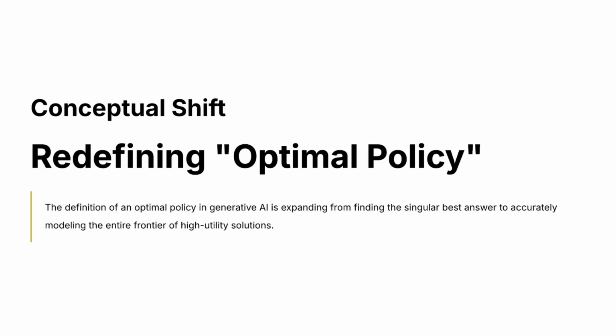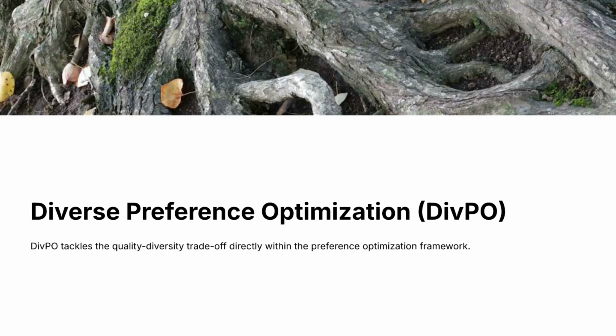Let's talk about DivPO, or diverse preference optimization, which represents a significant step forward in alignment research by directly addressing the quality-diversity trade-off that classic preference optimization struggles with. Instead of forcing a model to collapse toward a narrow set of safe high quality outputs, DivPO integrates mechanisms that explicitly encourage diversity within the preference optimization process. It allows the model to explore multiple valid ways to satisfy human preference, producing outputs that are not only high in quality but also varied in style, structure, and perspective. In short, DivPO reframes alignment as a balance between excellence and expressiveness. It keeps the model faithful to human intent while preserving the creative breadth that makes generative AI so powerful.